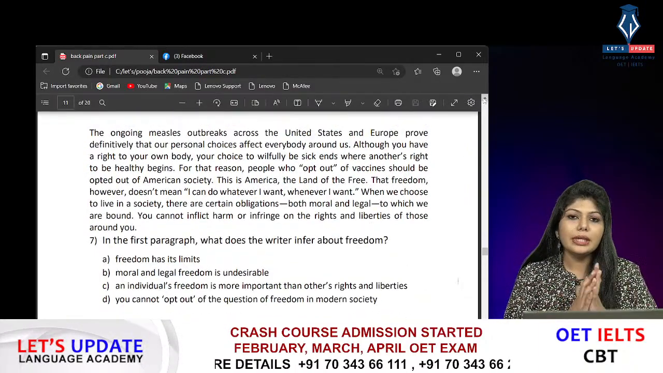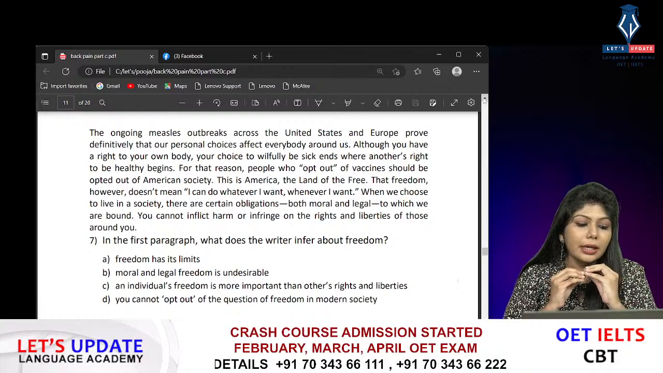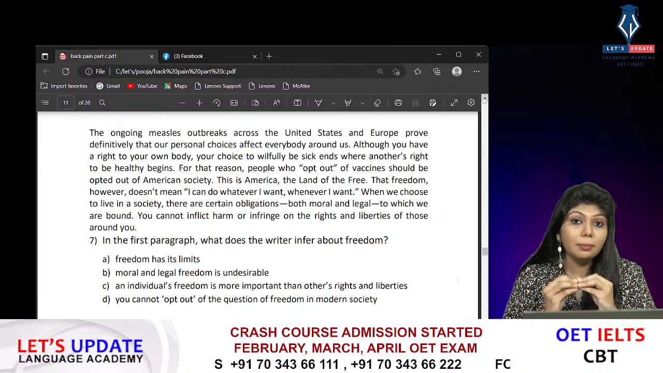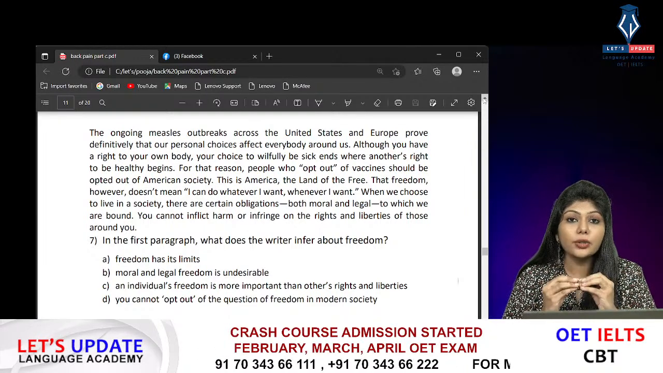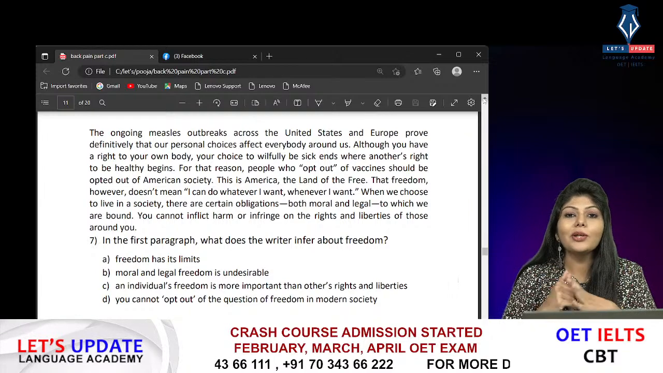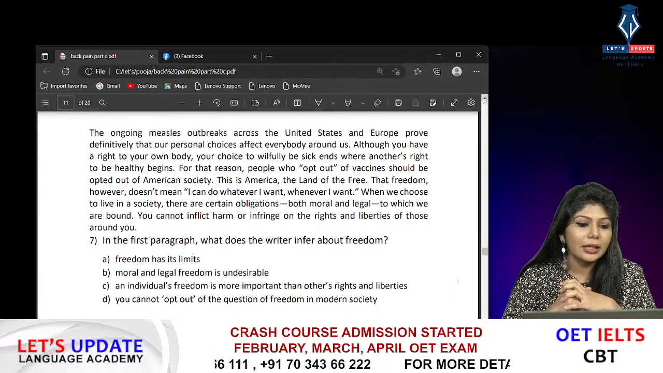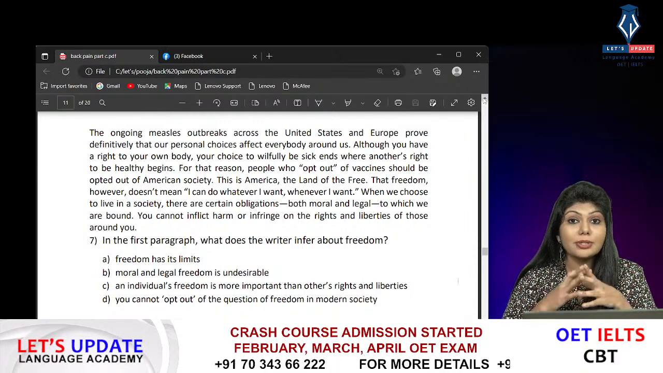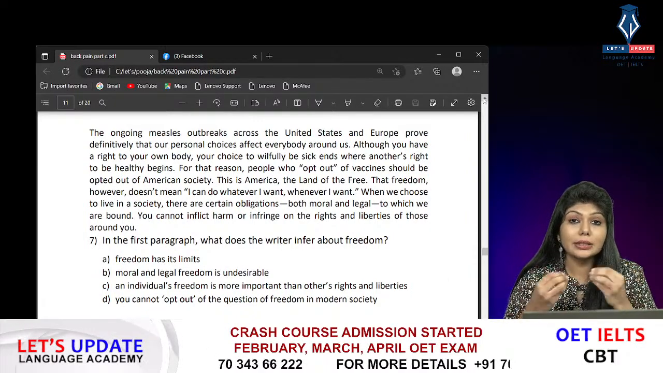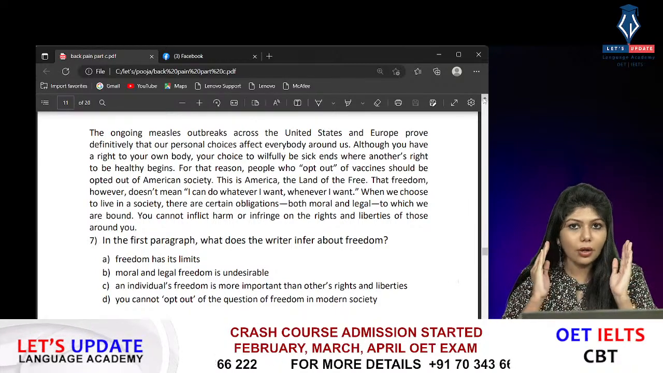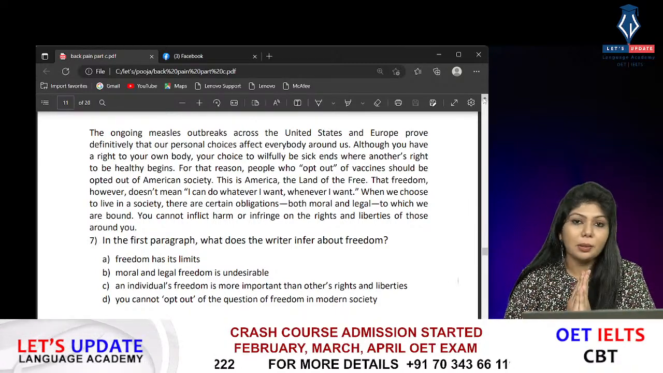Usually the format is such that the very first question will be from the first paragraph, the second question from the second paragraph, and so on. That will be the order usually. Sometimes there might be two questions from a paragraph, and sometimes there might be paragraphs with no question at all. That can also happen, but the order will be in that order.